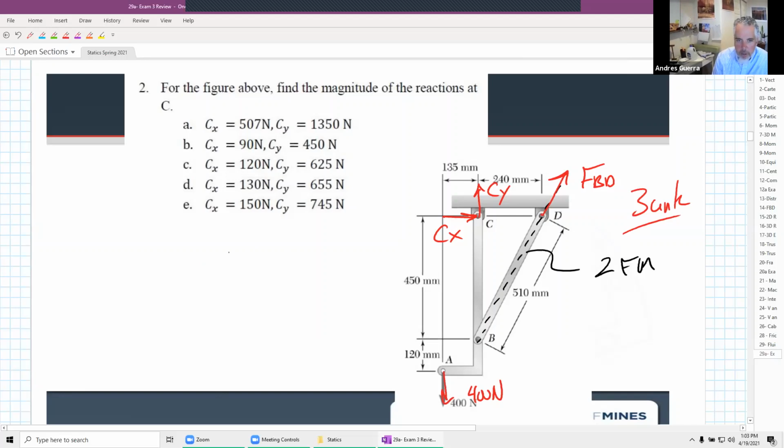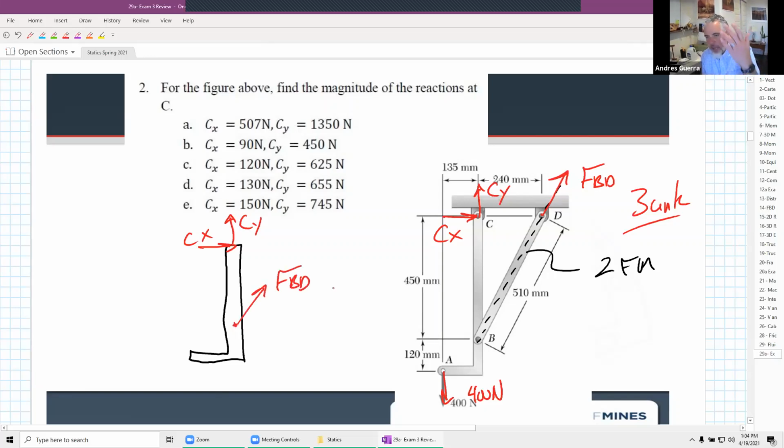The other FBD that would have worked would have been the FBD of just C, B to A. There we would have a CX and a CY. And then at point B, I would do an F B to D. I'm not sure if F B to D goes up or down, so I'm just guessing that it's going to go up. My math will tell me if it goes the opposite direction. We have 400 newtons right there.